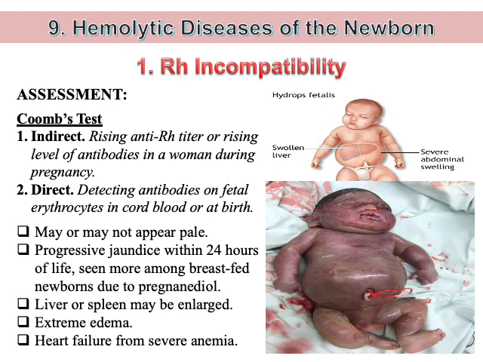What are the findings expected? The newborn may or may not appear pale. This is because there is a possible acceleration of production of RBCs during the last few months in utero. This compensates to some degree for the destruction. There could also be progressive jaundice within 24 hours of life.